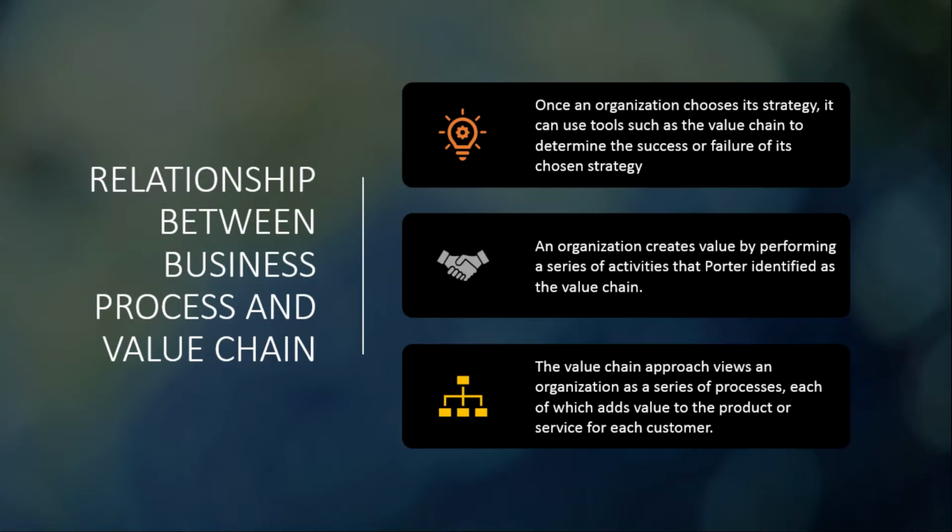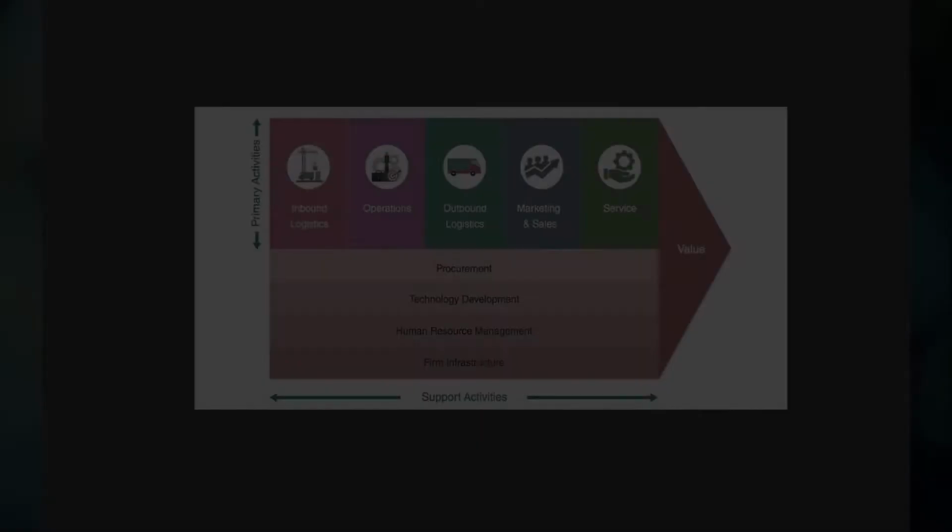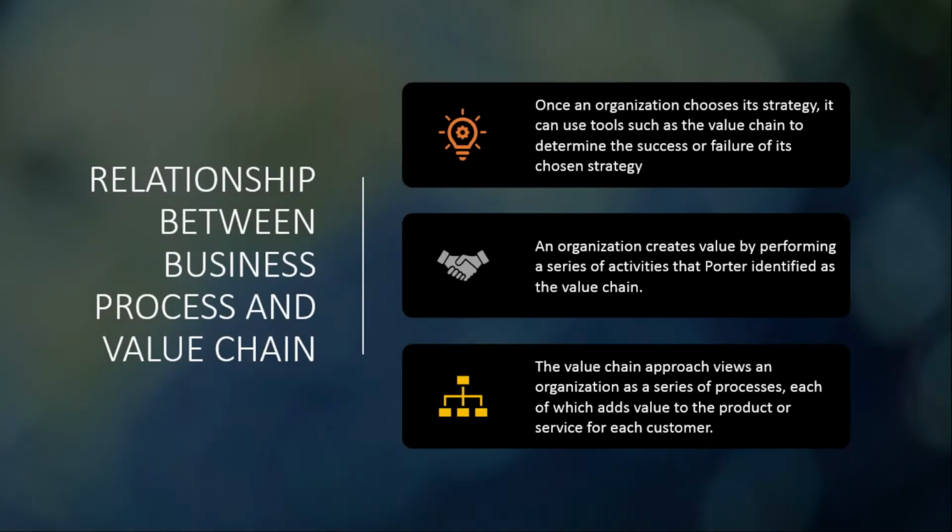Relationship between business process and value chain. Once an organization chooses its strategy, it can use tools such as the value chain to determine the success or failure of its chosen strategy. An organization creates value by performing a series of activities that Porter identified as the value chain.